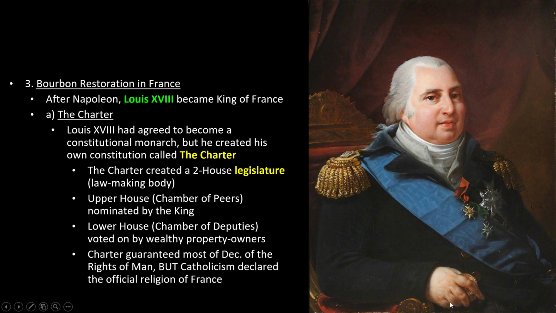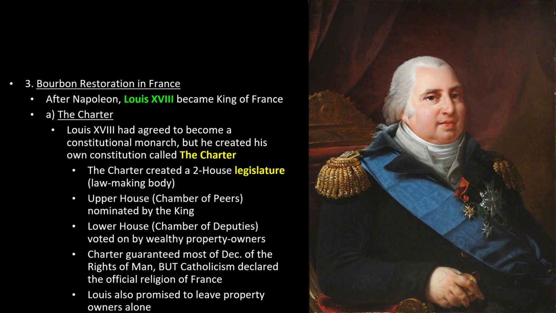Okay? All right, now, the Charter did guarantee most of the Declaration of the Rights of Man, but it wasn't really big on religious toleration. As a matter of fact, guys, it says Catholicism is the official religion of France from now on. All right. So, guys, it's kind of liberal, I guess, because there is some voting and it does keep the rights of the Declaration of the Rights of Man. But like I said, Catholicism is going to be the official religion of France.